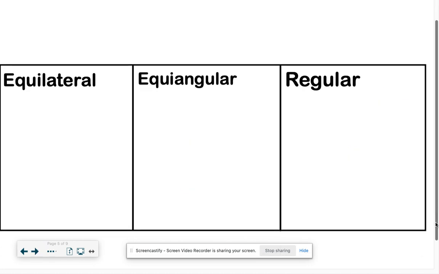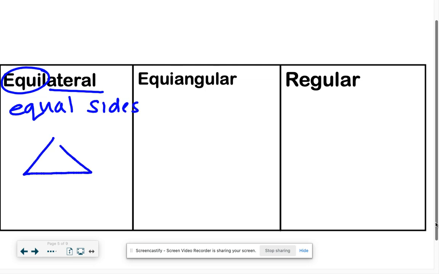Equilateral, remember lateral means sides, and equal looks like equal, so it means equal sides. So all of our sides are the same. So you could have an equilateral triangle. Remember those tick marks mean that all the sides are the same, or think of a square or a rhombus. That would be equilateral.